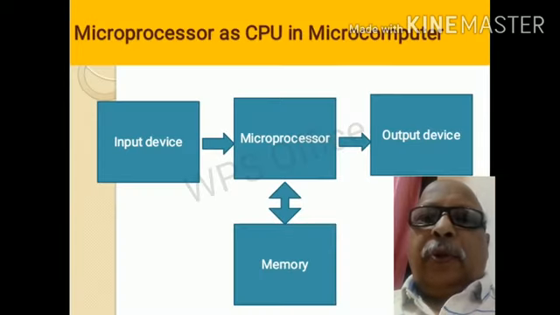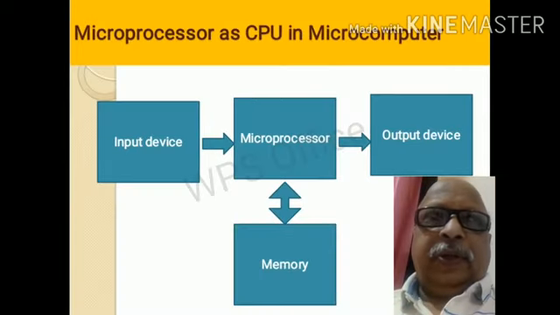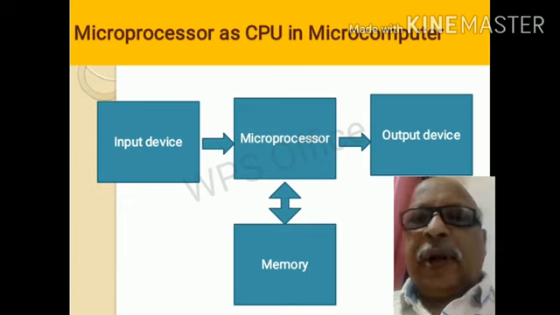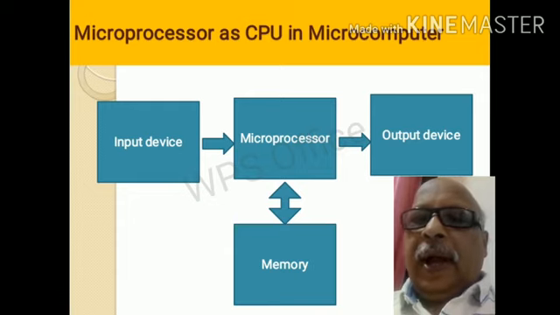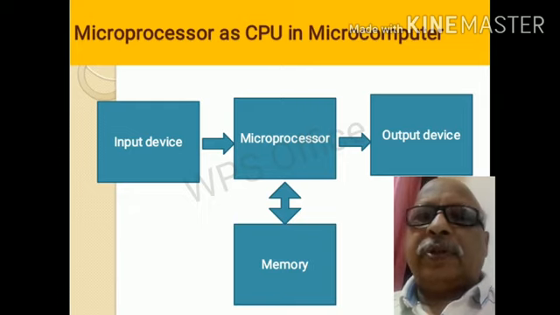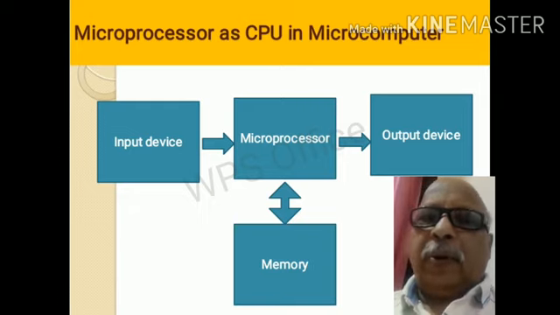The microprocessor is the heart of the microcomputer. The microprocessor works as the CPU. So instead of the CPU, we connect the microprocessor and that becomes the computer. This figure shows the microprocessor. To the microprocessor we have connected input devices and also the output devices and the memory. So this becomes the computer. Microprocessor is nothing but the heart of the microcomputer.